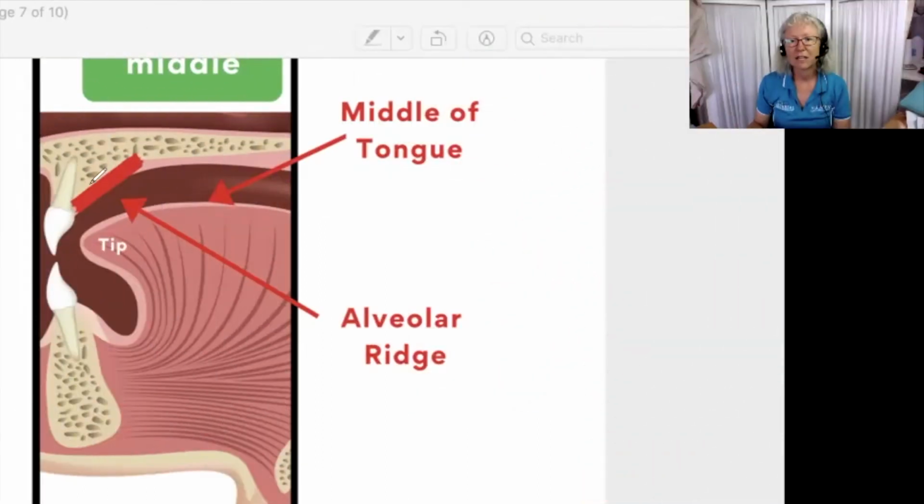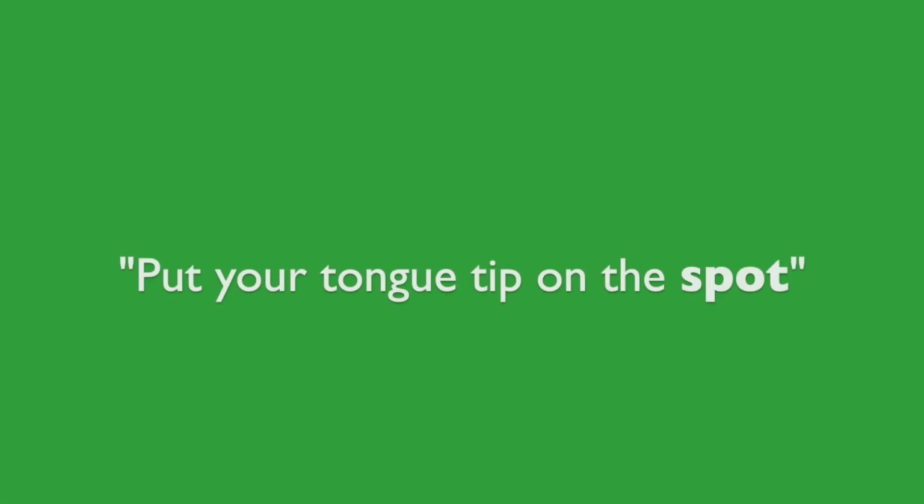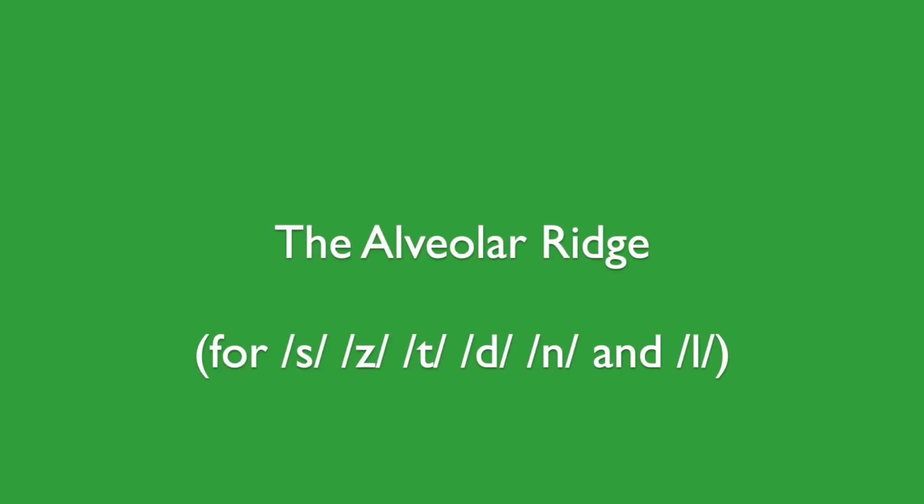This little red line here is called the alveolar ridge. And you can feel that as like a little bony, sort of bumpy area behind your top teeth. And we talk about that being the spot. We tell children when they're making s, put your tongue tip on the spot. Or making a t, t. And we'll refer to that again in the future, the alveolar ridge.